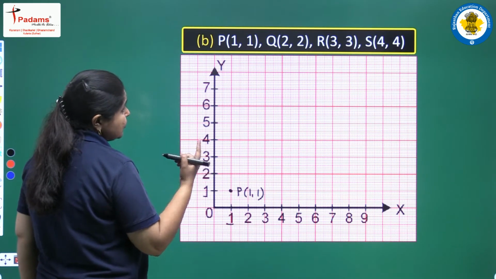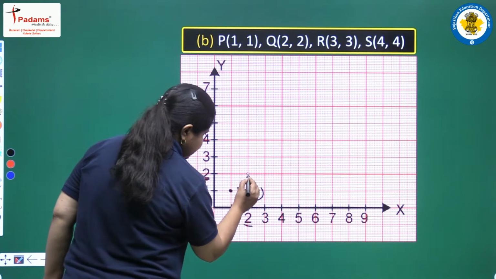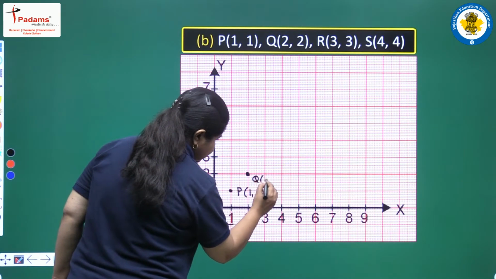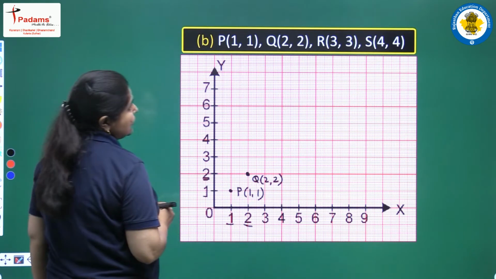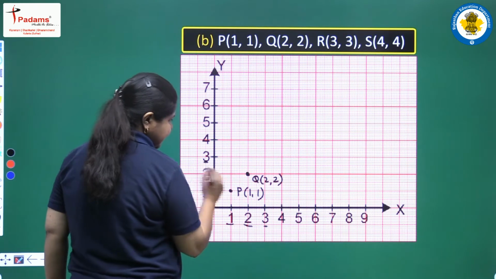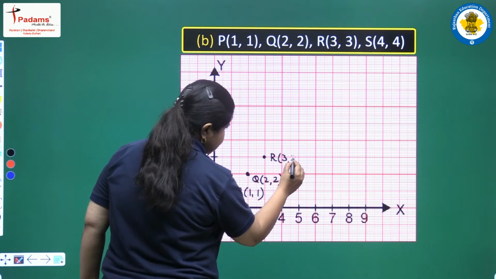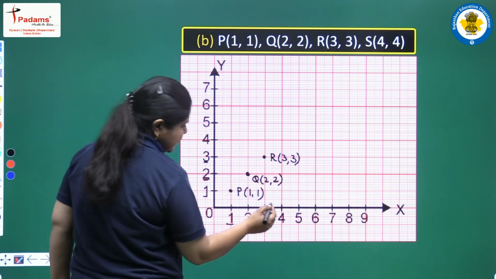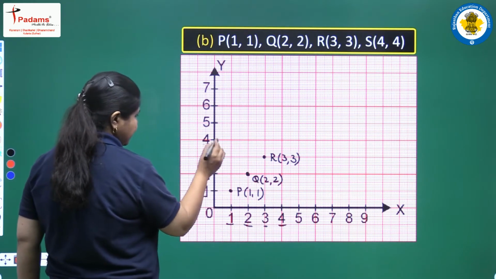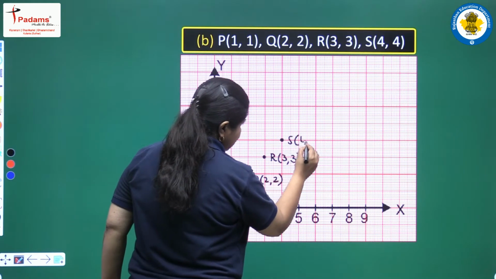Then Q, 2, 2. Here we have 2 on x axis, 2 on y axis. This is the point Q, 2 and 2 are the coordinates. R, 3, 3. 3 here on x axis, 3 on y axis. This is the point R with coordinates 3, 3, and then S with coordinates 4 on x axis, 4 on y axis. Here we have S, 4, 4.